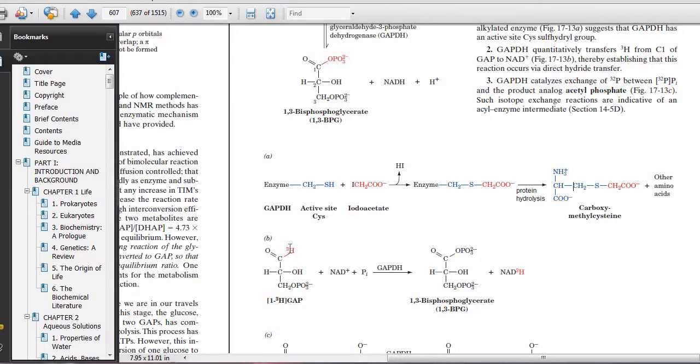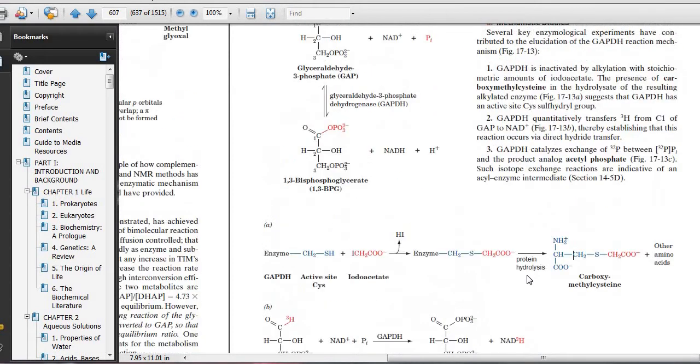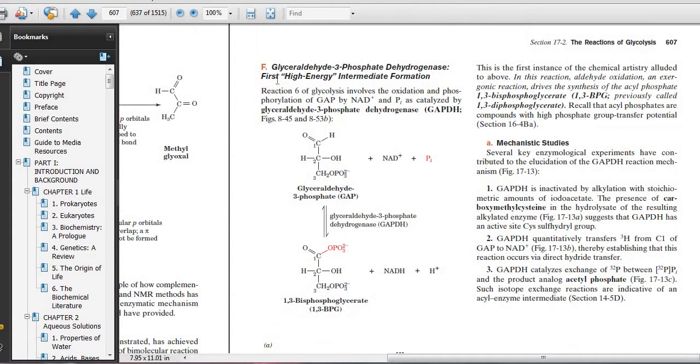If you label the glyceraldehyde 3-phosphate with H3, that is tritium, at carbon number 1, in that case the product NADH will be radiolabeled. So why is this particular reaction known as the first high energy intermediate formation? Because here the product contains 2 phosphate groups, and one of the phosphate groups can be donated to adenosine diphosphate to generate an ATP molecule. That is why it is called a high energy intermediate, because it contains 2 phosphate groups. One of the phosphate groups can be donated to a different molecule like ADP.